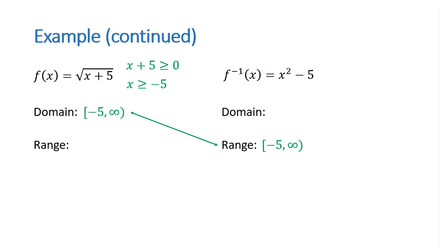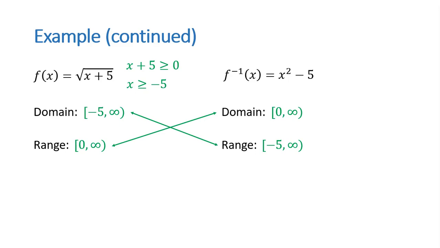When we're taking the square root of a number, we never get anything less than 0. We can get any positive number, anything bigger than 0. We just can't get anything less than 0. So the range of our original function is 0 to infinity. It's all the positive numbers from 0 to infinity. So that means the domain of our inverse is also 0 to infinity. It has to be 0 to infinity.